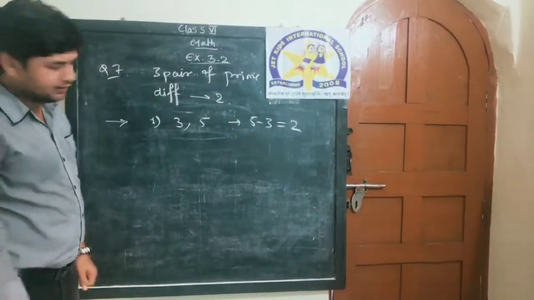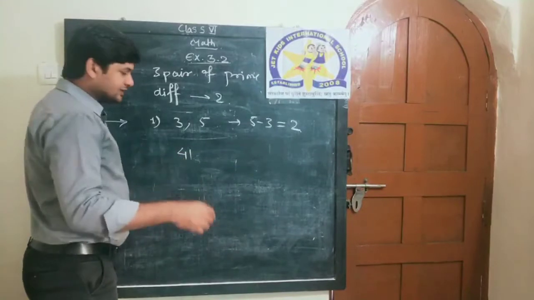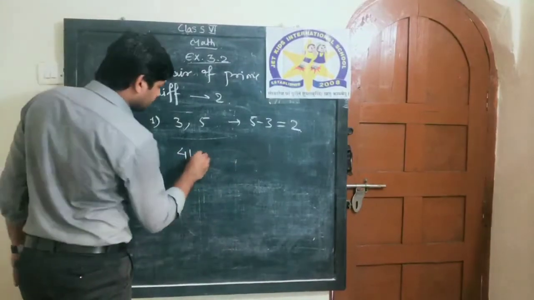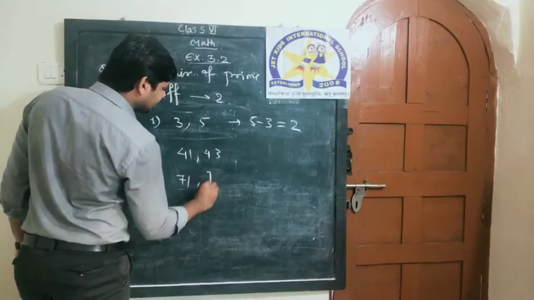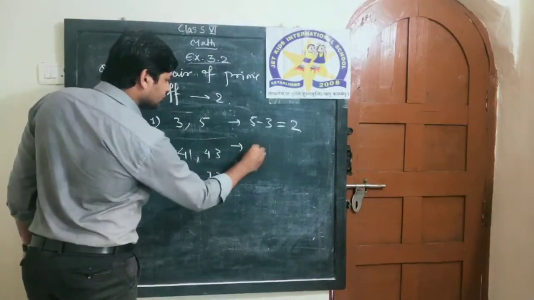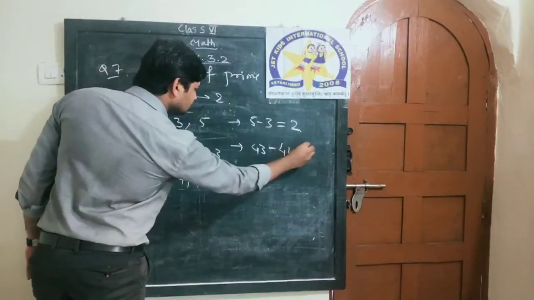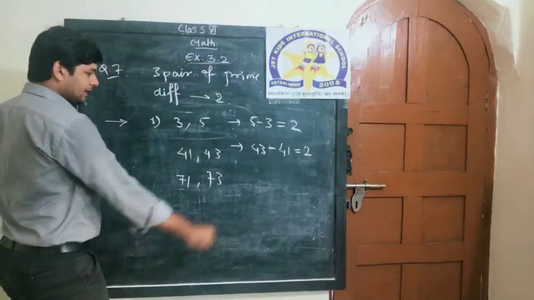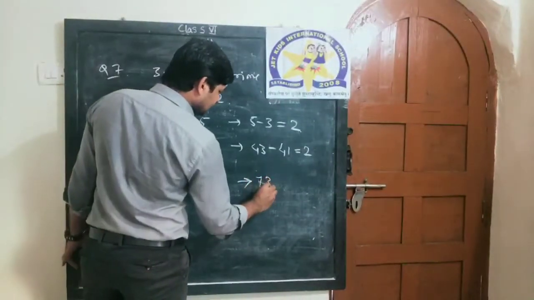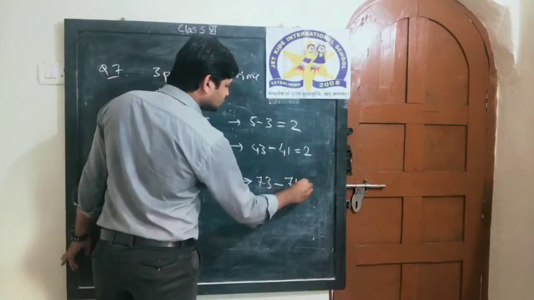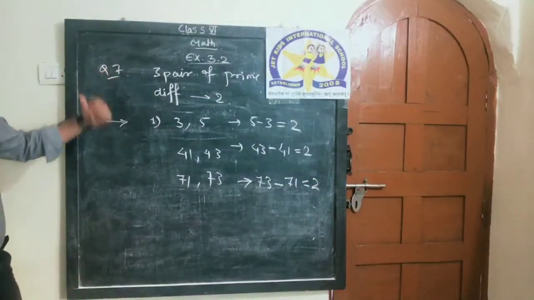So I am writing here. Now check this. Which ones have you written? 41, 43 and 71, 73. Because 43 minus 41 is equal to 2, right? And 73 minus 71 is equal to 2. So these 3 pairs you will write in question number 7.